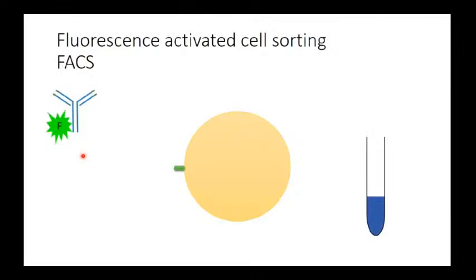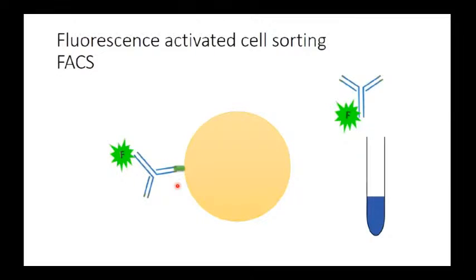Now I have to add this labeled antibody to the mixture of cells I have. When the antibody is added to the cells, it is going to bind specifically to the protein of my interest, and then I will have labeled cells. So the cells who are expressing the protein will be labeled with this fluorophore.